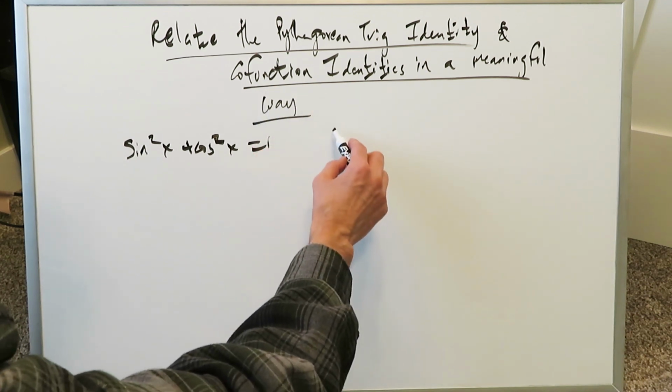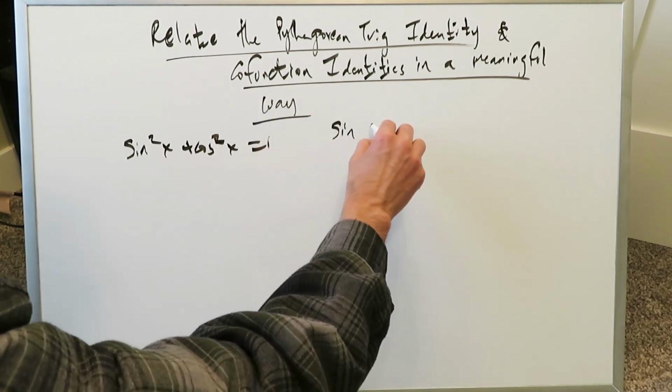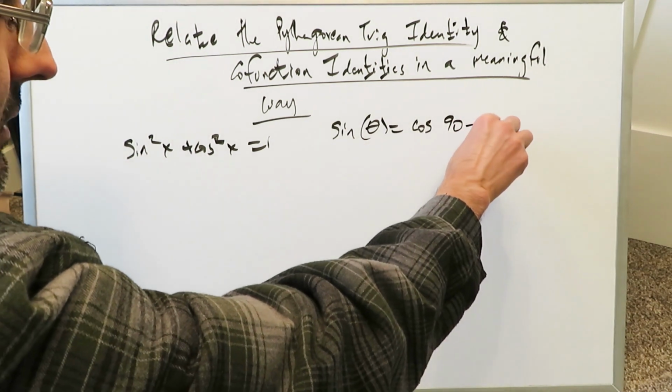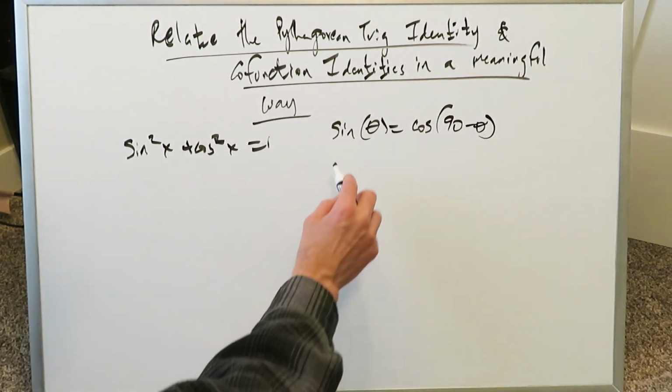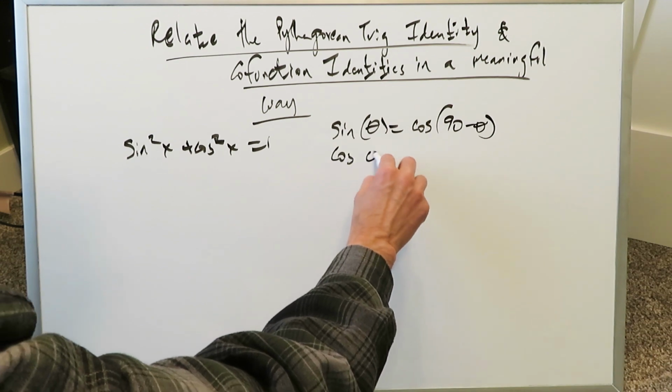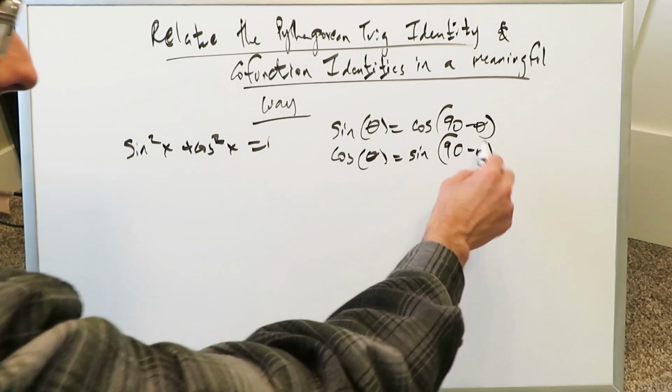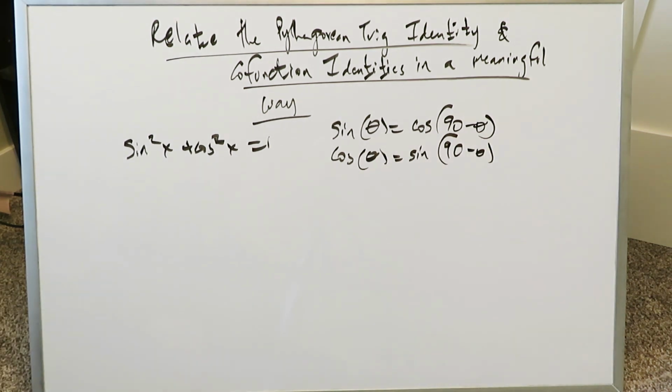What are the cofunction identities of sine and cosine? You know, sine of any angle is equal to cosine of its complement. Two angles are complement if they add up to 90 degrees. Likewise, cosine of any angle is equal to sine of its complement. And that right there is a very useful identity. How can we relate these to each other?